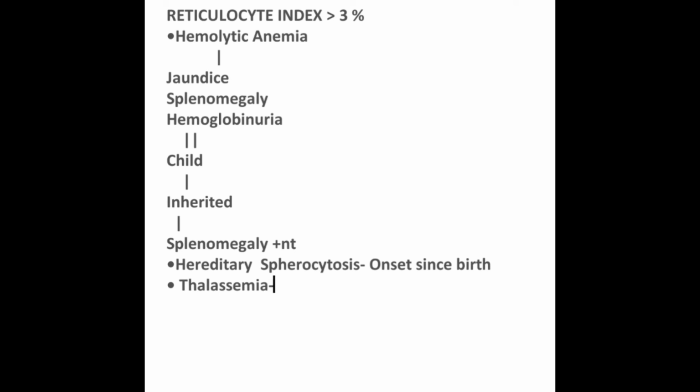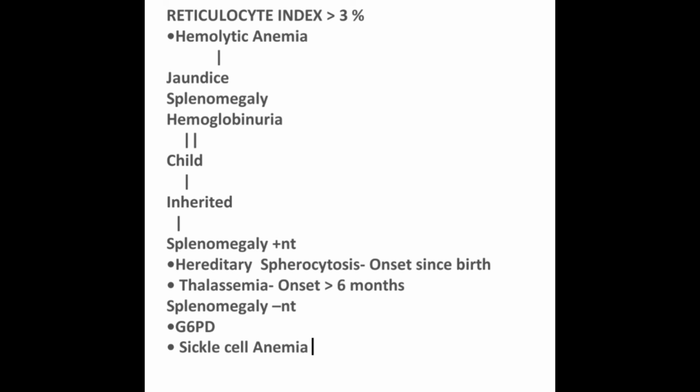If the onset is since birth, then it can be hereditary spherocytosis associated with splenomegaly. If the onset is greater than 6 months, then it is thalassemia associated with splenomegaly. If the splenomegaly is absent, it can be G6PD or sickle cell anemia.